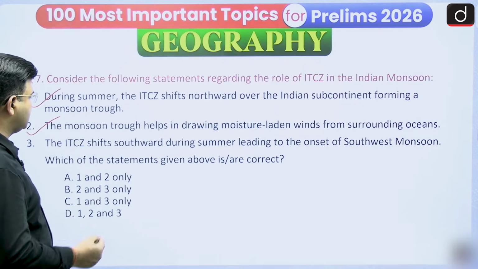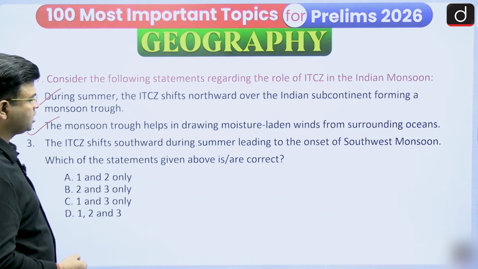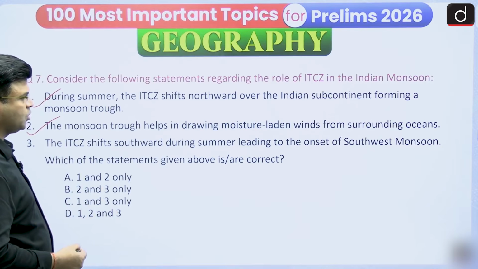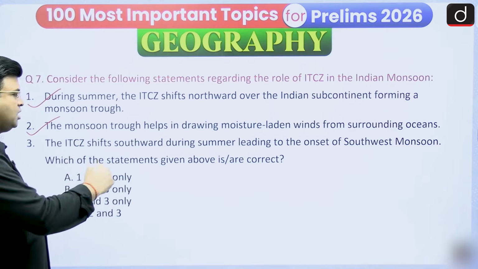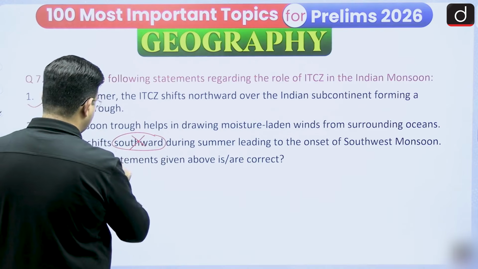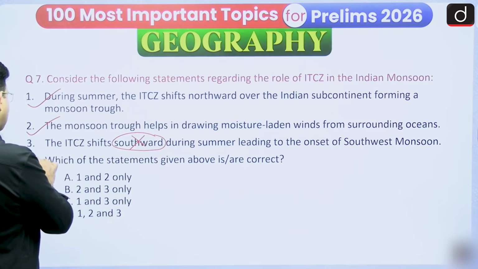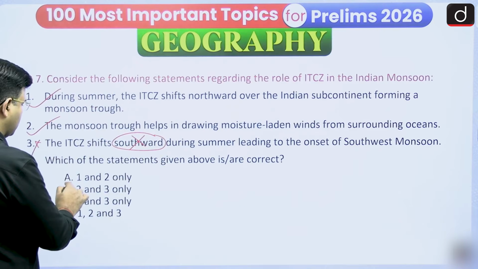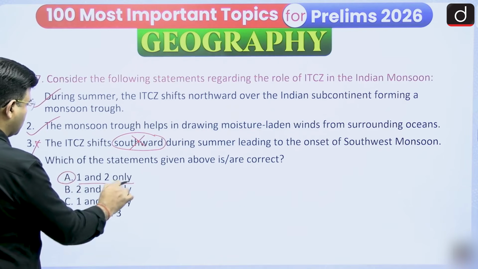And the ITCZ shifts southward during summer, leading to the onset of the southwest monsoon. No, during summer it is shifting northward. So on the basis of 'southward', this is a wrong statement. So we can say that this statement is wrong, and here we can say that option A, 1 and 2 only, is correct.